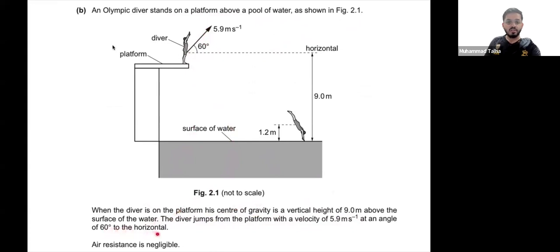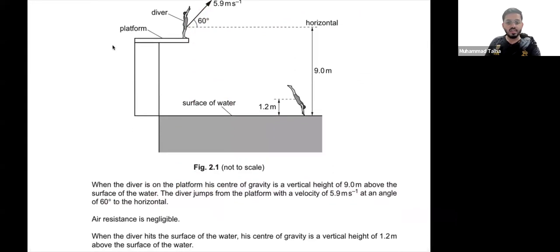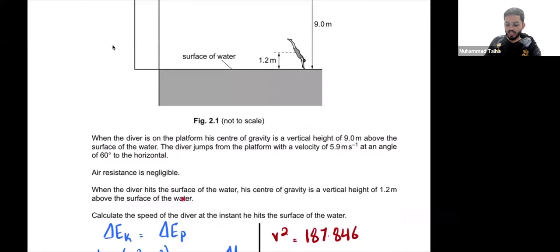At an angle of 60 degrees to the horizontal, air resistance is negligible. When the diver hits the surface of the water, his center of gravity is a vertical height of 1.2 meters above the surface of the water. Calculate the speed of the diver at the instant he hits the surface of the water.